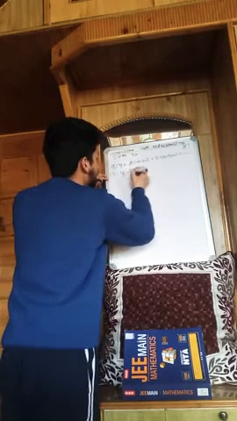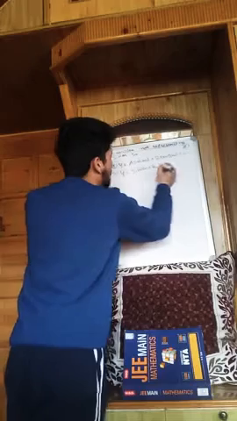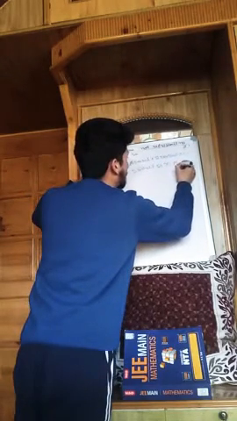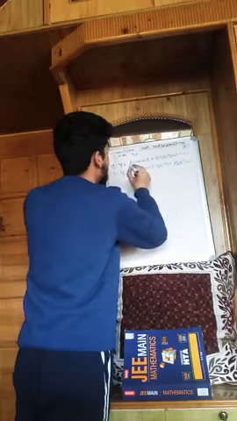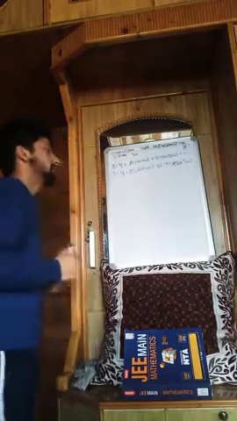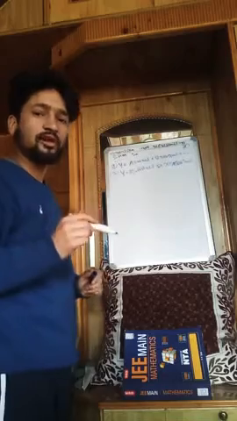The other form is if we are given y equal to a sine square of omega t, or x equal to a cos square of omega t. These two equations also don't represent simple harmonic motion.